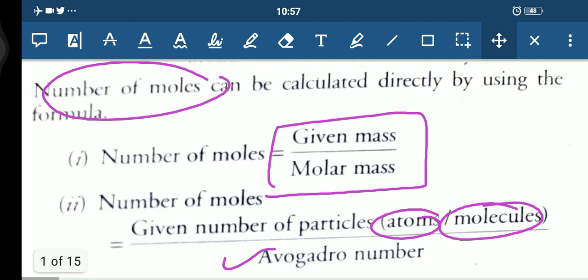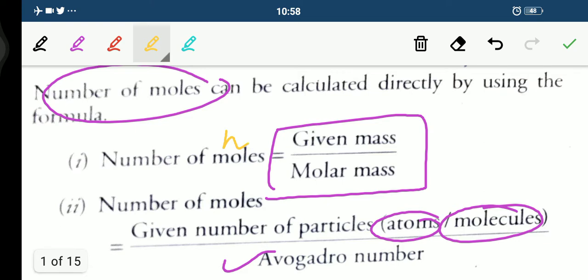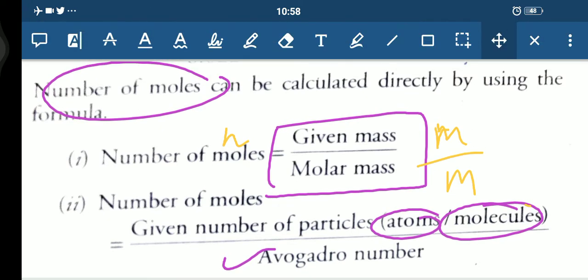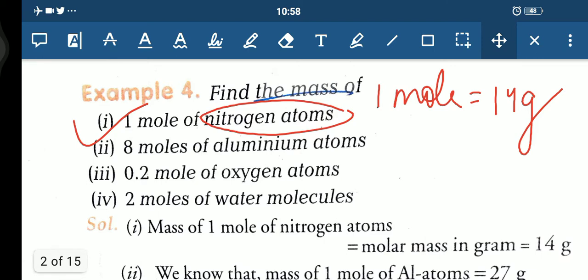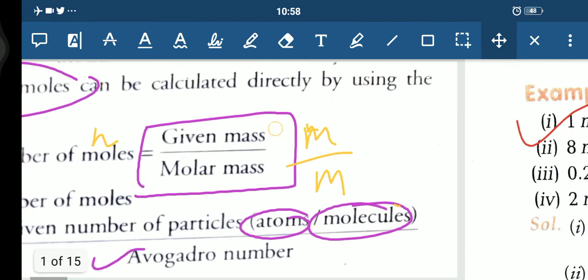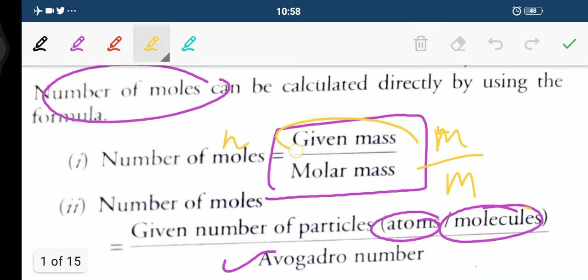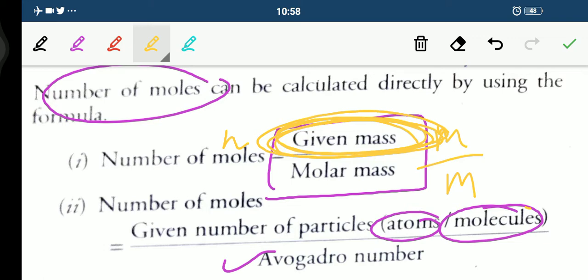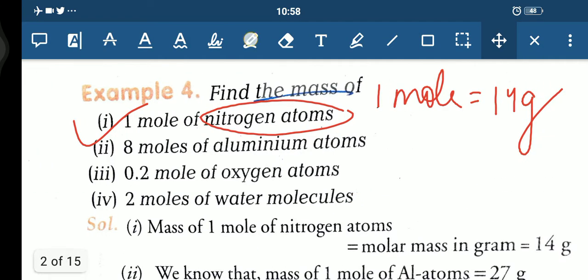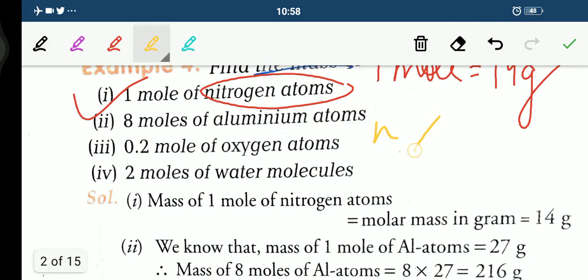See, number of moles is equal to given mass upon molecular mass. Remember this formula, bachche. So here we need to calculate the mass of 1 mole of nitrogen atom. If we are told to calculate the mass, remember, what will be our formula? Number of moles into molar mass. Fine. So here we apply that formula, number of moles into molar mass. What is the number of moles? That is 1. Multiply it with molar mass. What is the molecular mass of nitrogen? That is 14.